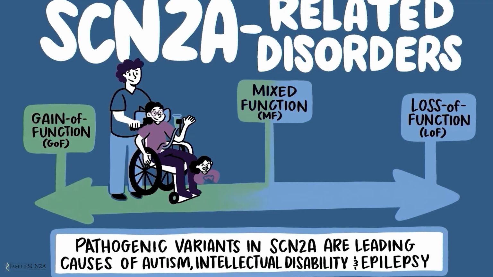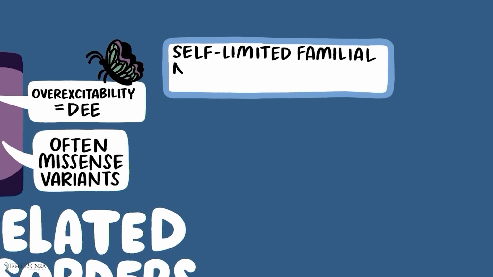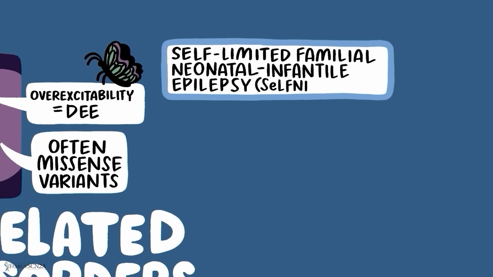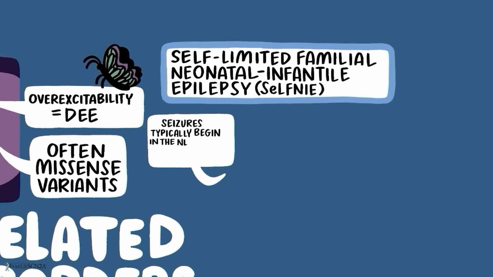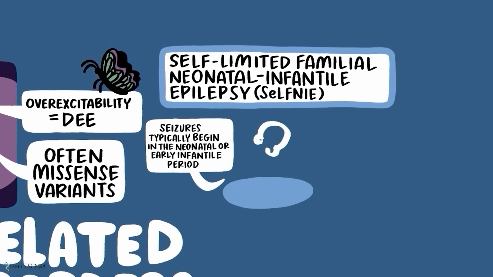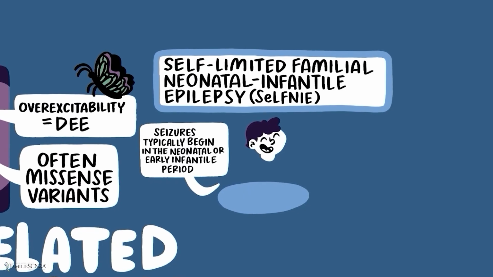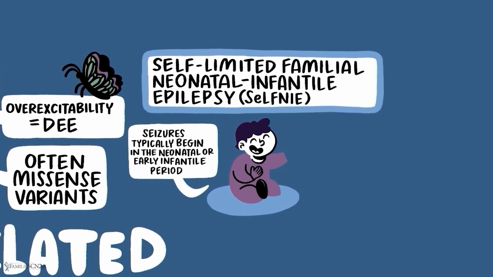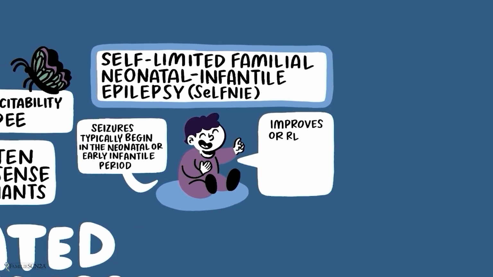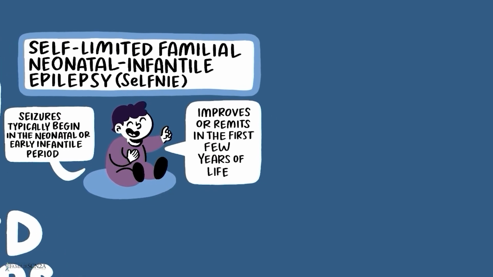That said, a subset of individuals with gain-of-function SCN2A variants have only modest alterations in sodium channel behavior and may present with an epilepsy phenotype known as self-limited familial neonatal infantile epilepsy, or SELFNE. In these cases, seizures typically begin in the neonatal or early infantile period, but often improve or remit within the first few years of life, with generally better developmental outcomes than seen in DEE.